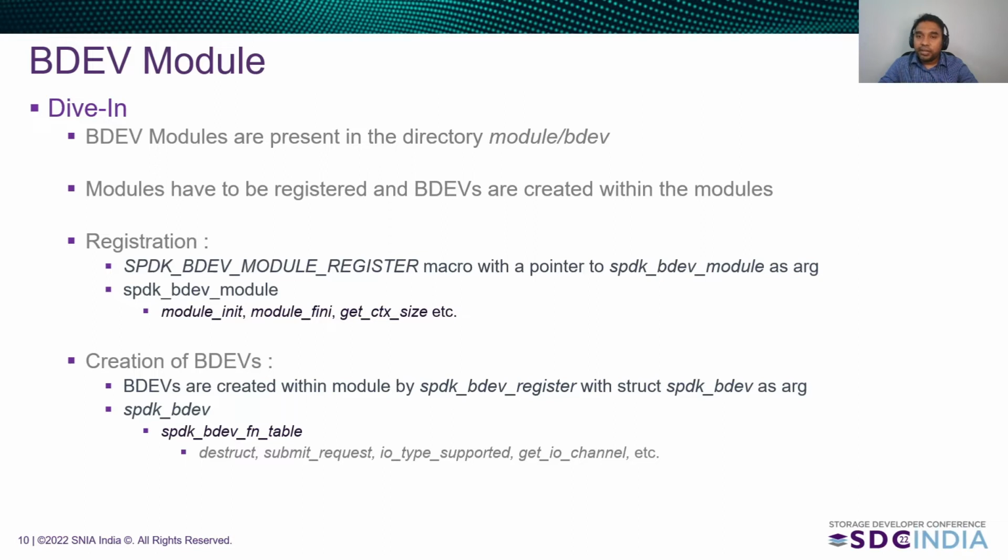After the BDEV module is registered with the SPDK, the individual BDEVs can be created within the module by invocation of the SPDK BDEV register function by passing the SPDK BDEV structure as an argument to it. The SPDK BDEV structure consists of a SPDK BDEV function table that consists of various function pointers which are to be implemented by the BDEV module so that the IO operations can be performed on the individual BDEVs.